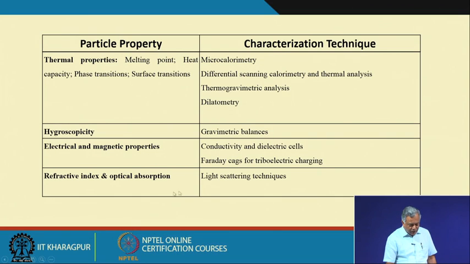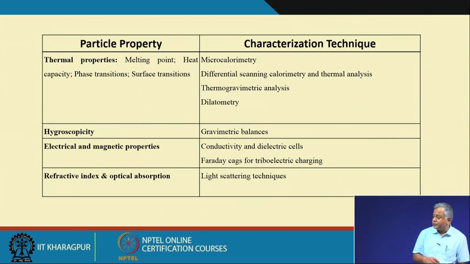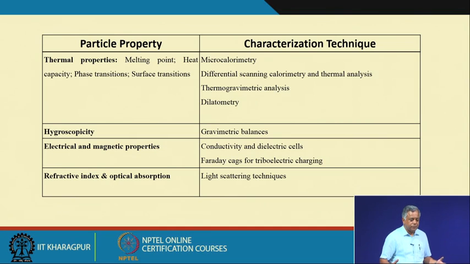Refractive indices, optical absorption, like light scattering techniques, like laser diffraction techniques, we said that we can use for particle size distribution analysis. But if I have a highly heterogeneous material, with very fine particle size ranges and a wide variation in refractive indices, then the laser diffraction technique may not be the most appropriate technique in that case, because it uses a single property, that is the refractive index of the particle.